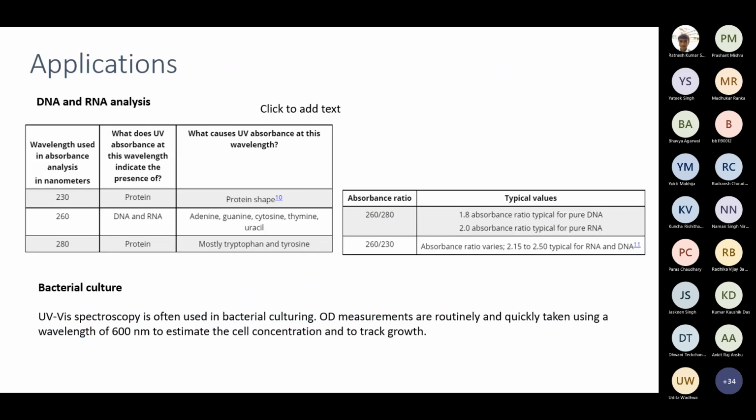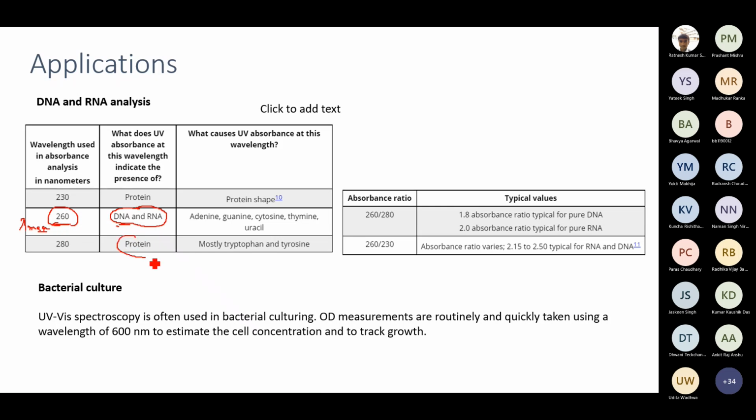Now, applications of this technique. We see that DNA and RNA, which are very common analytes that we use for UV spectroscopy, show maximum absorbance at the wavelength of 260 nanometer. So this wavelength becomes the lambda max for DNA and RNA. So whenever we have a solution of DNA or RNA, we take the absorbance at lambda max. We can determine the concentration of DNA or RNA in the sample by using the absorbance at 260 nanometer.